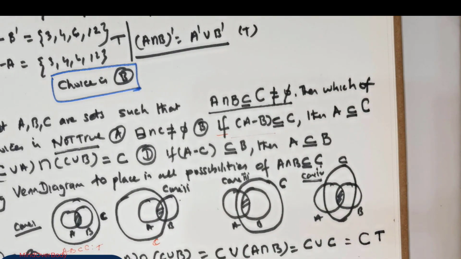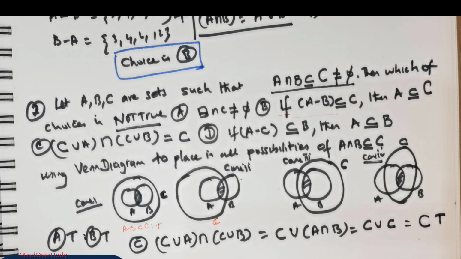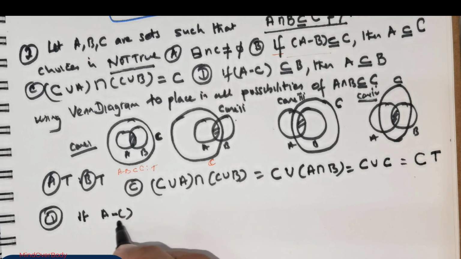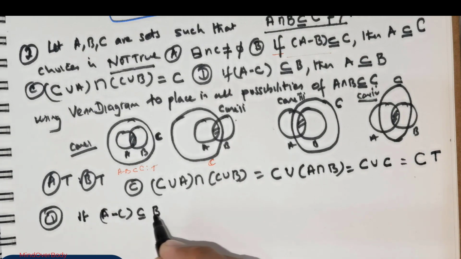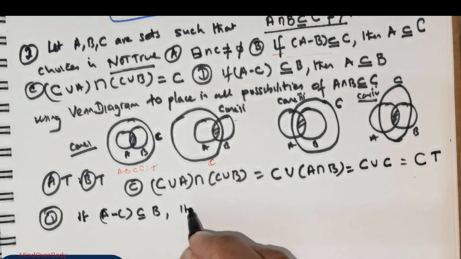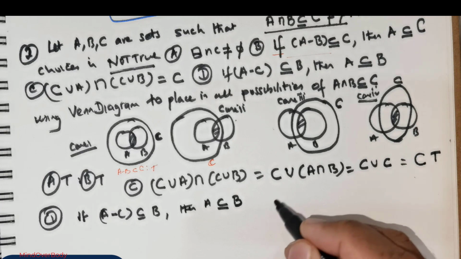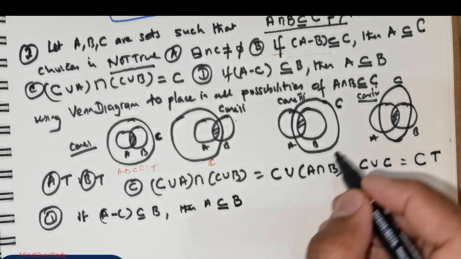So we have left with one last property. Now let's write the property. Now what is that property? If A difference C is contained in B, then A is contained in B. Now this is where I was just mentioning that there is another case that could also be placed here.